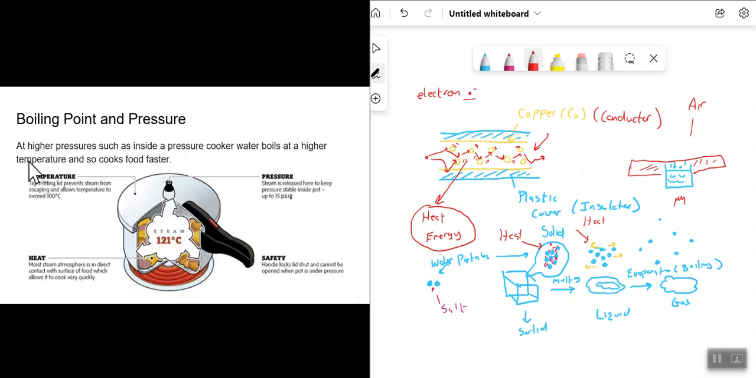And this can be interesting as well. At high pressure, such as inside a pressure cooker, water boils at a higher temperature and so cooks food faster. The idea of a pressure cooker is to increase the pressure, and that allows much higher temperatures to be reached and allows the food to cook much quicker. So pressure cookers work in that way.